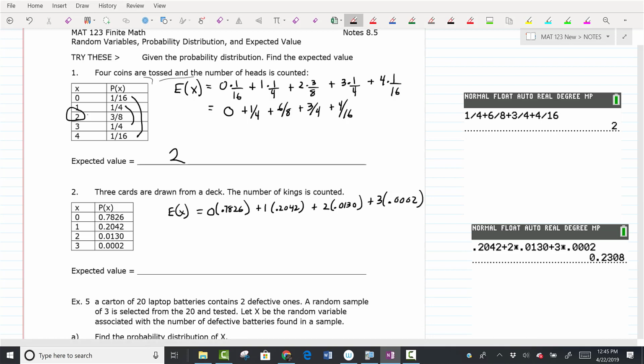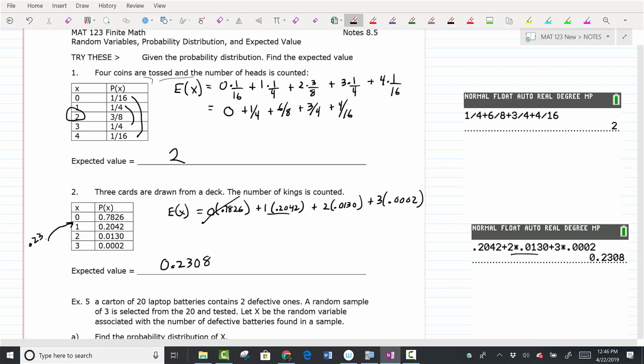The next one, you should have got 0.2308. So again, I just did this calculation. That's 0. And I just put it in my calculator. I just did 0.2042 plus 2 times 0.0130 plus 3 times that. Okay, so that expected value would be 0.2308. Well, okay, where does that fall? In the grand scheme of things, 0.23 is between 0 and 1. And it's closer to 0. The reason it's close to 0 is because that's the highest probability, right?